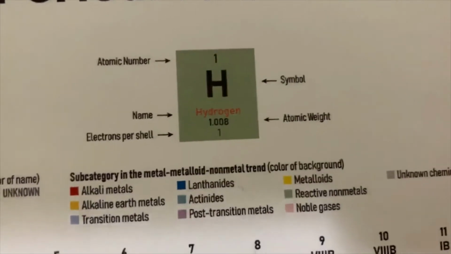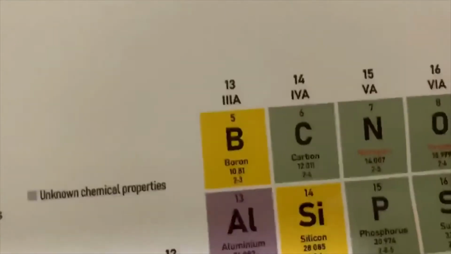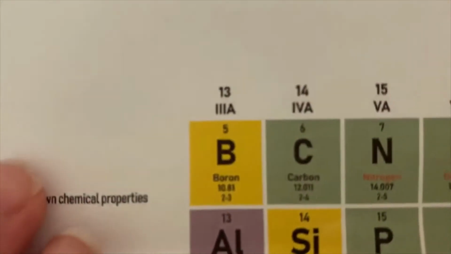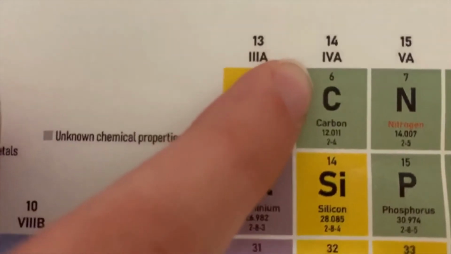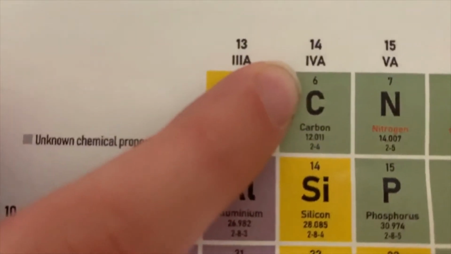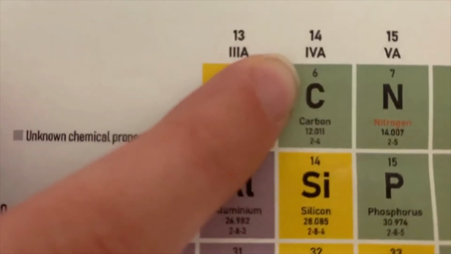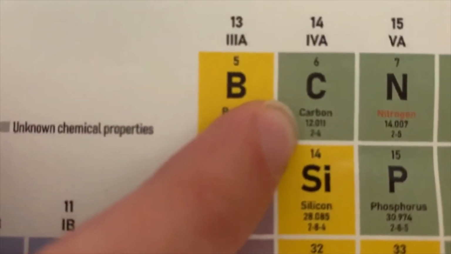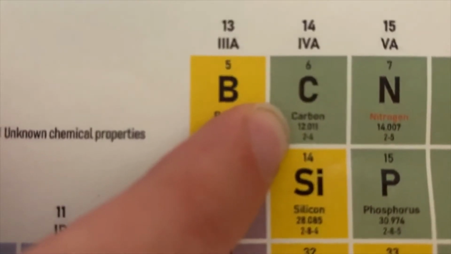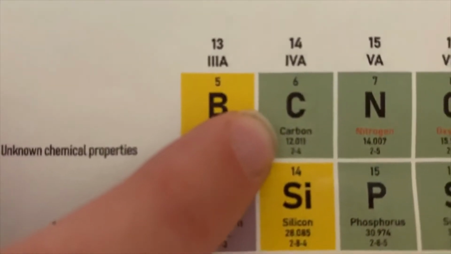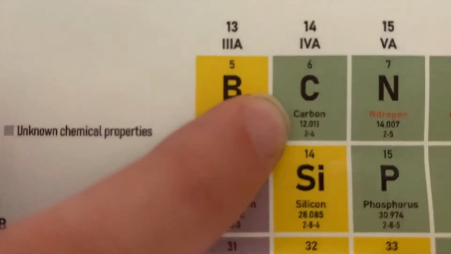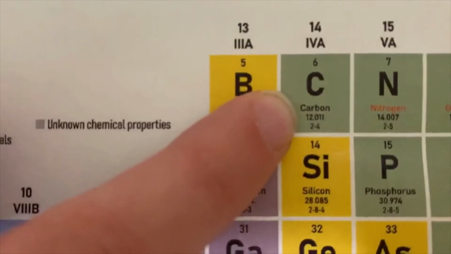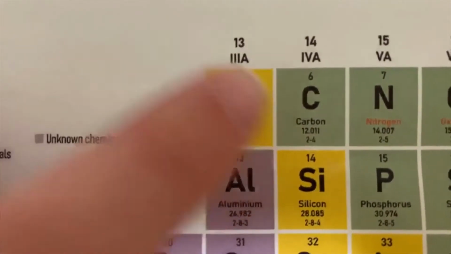Let's try another example. I'll be making my favorite element, carbon. Carbon has an atomic number of 6. So to make carbon, I need 6 protons and 6 electrons. The atomic weight of carbon is 12. 12 minus 6 is 6. So to make carbon, I need 6 protons, 6 neutrons, and 6 electrons.